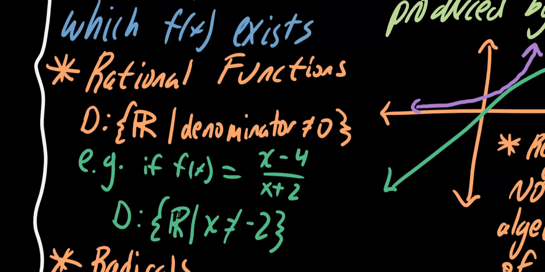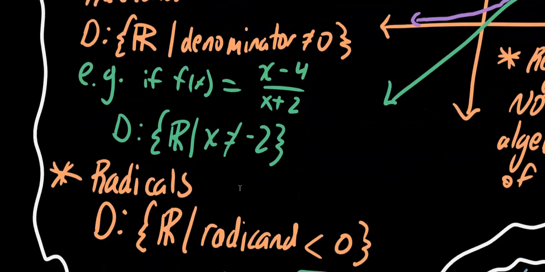So the domain is true when we're in the set of real numbers, and when x is not equal to negative 2. So the domain is all real numbers if x is not negative 2.